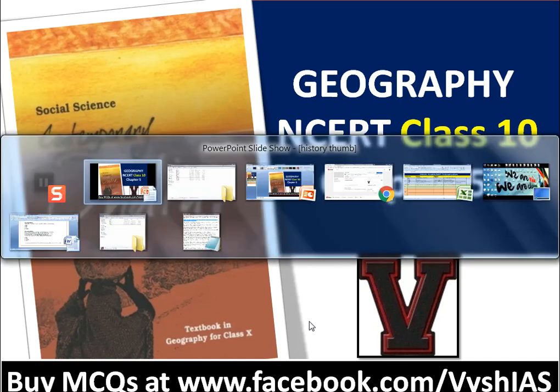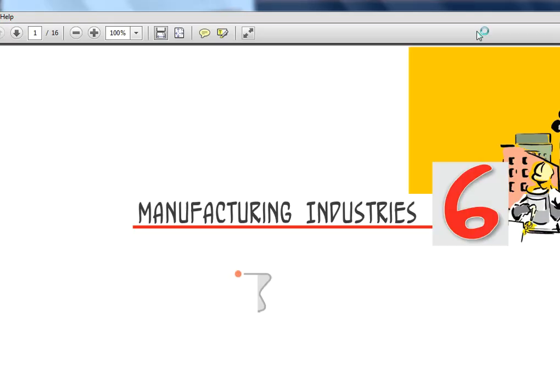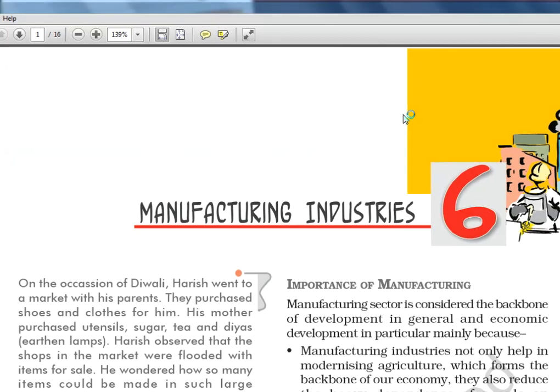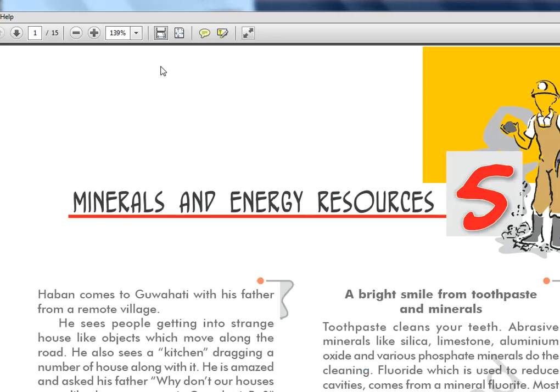Now let's begin chapter 5. PDFs can be downloaded from the NCERT website. If you don't have it, let me know. Sorry, I'm opening chapter 6 by mistake. Chapter 5 is what we need. Chapter 6 will be the manufacturing industry, that will be the next video. So we'll do chapter 5 today, which is minerals and energy resources.